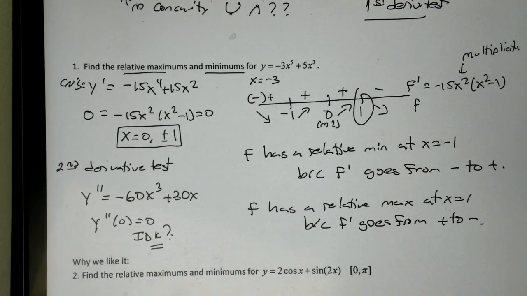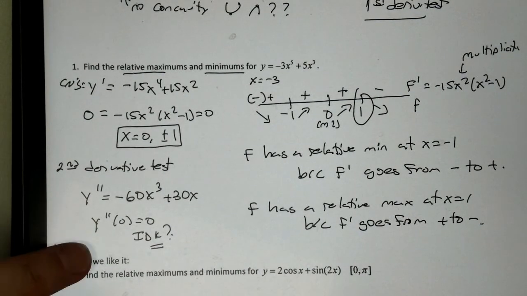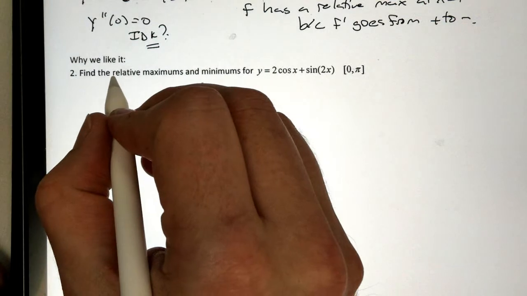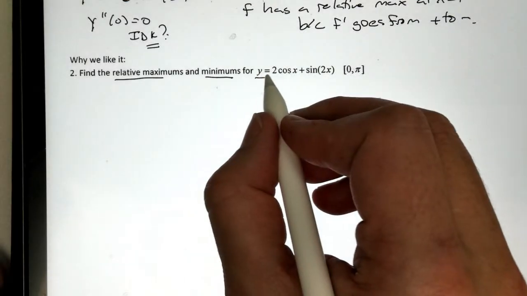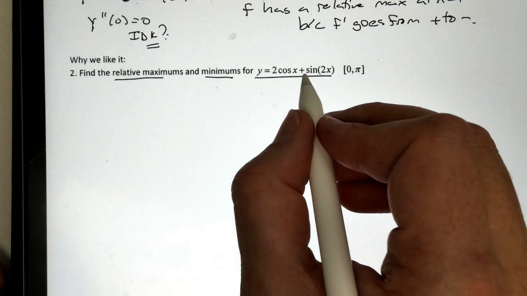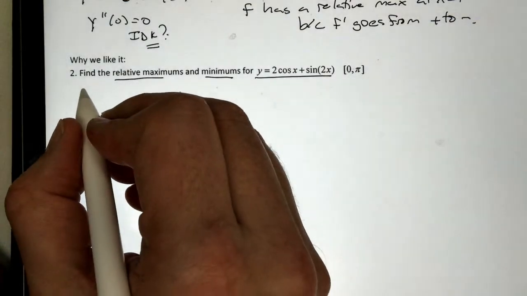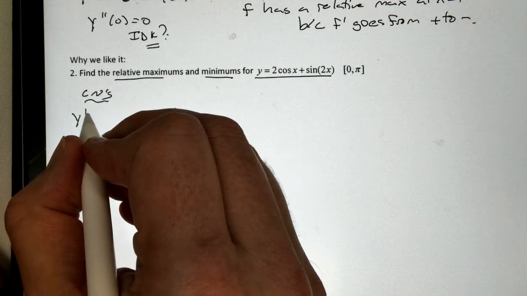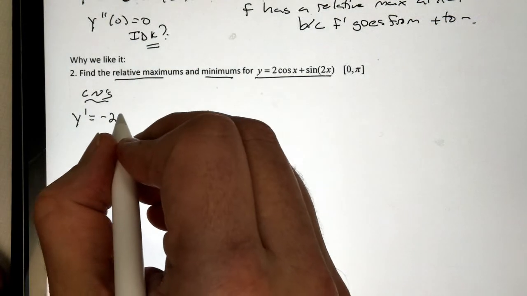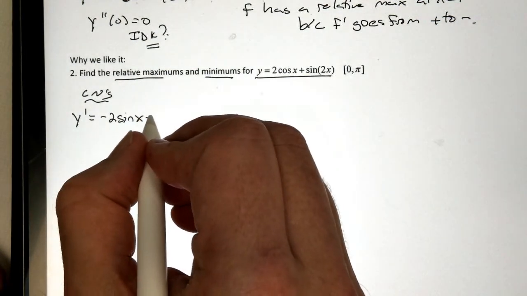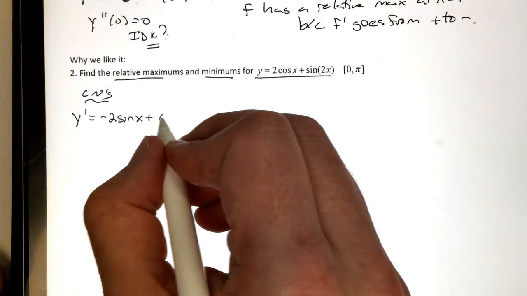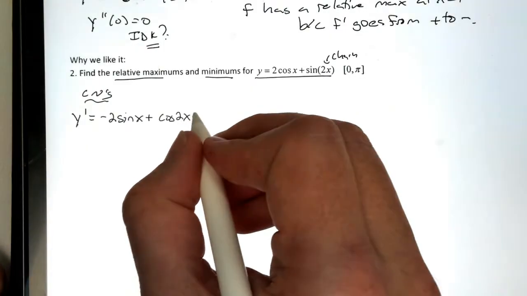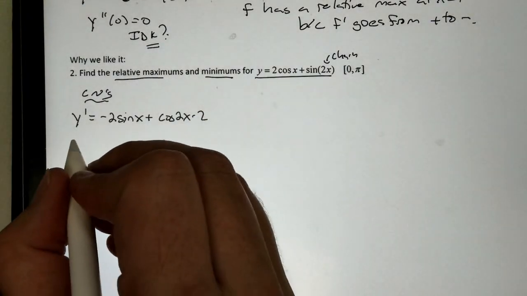So let's take a look at one where we would really like to use the second derivative, and normally for trigonometric functions like this. We want to find the relative maximums and minimums for this function, 2 cosine x plus sine of 2x. The first thing we have to do is get our critical numbers. So we're going to take that function's derivative. We get negative 2 sine of x plus, be careful, the derivative of sine is cosine of 2x. There's a chain rule right there, so multiply that by 2. Set this equal to 0.